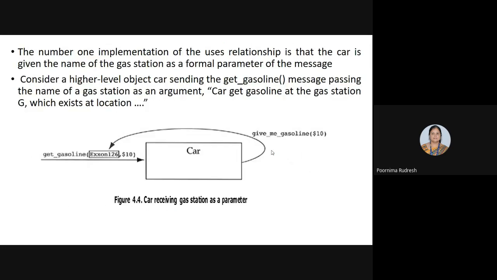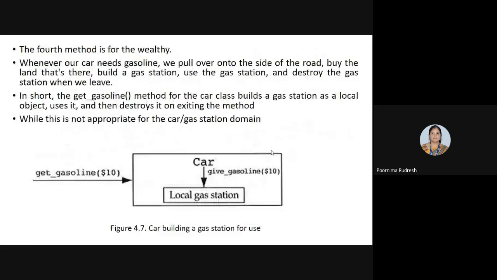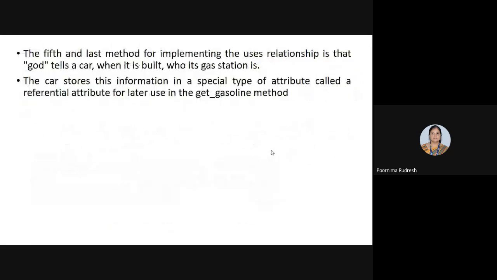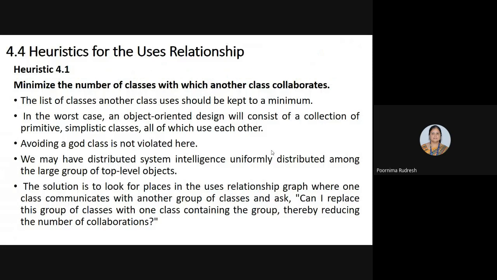Today, you are going to study the heuristic for the uses relationship. So we'll see what the heuristic for the uses relationship is. This is heuristic 4.1: minimize the number of classes with which another class collaborates.